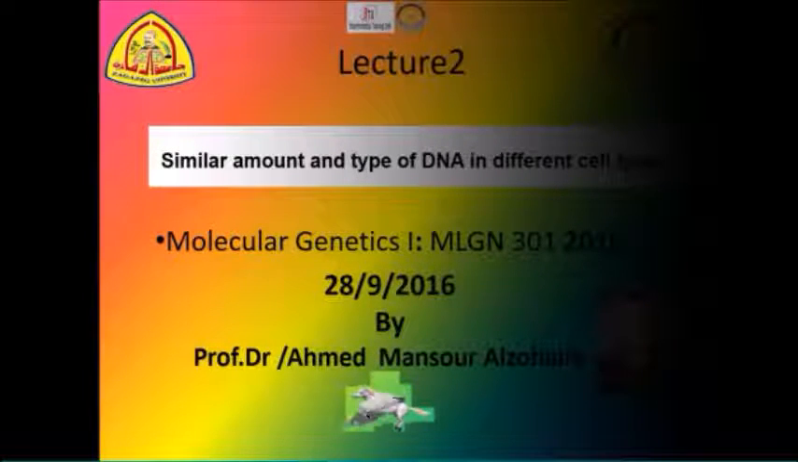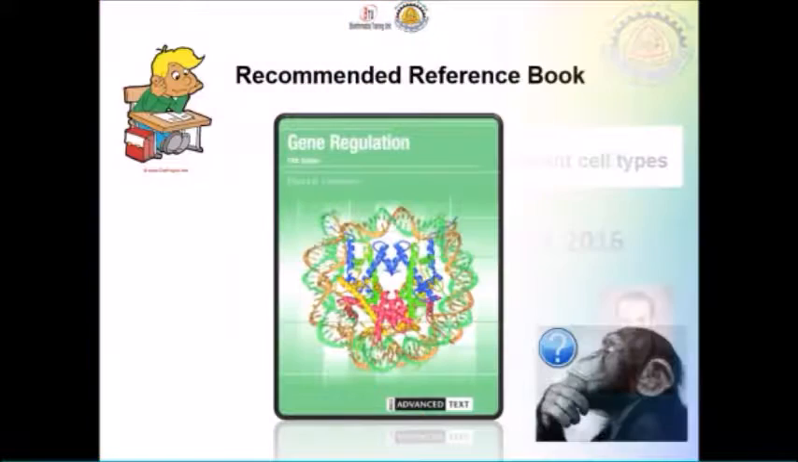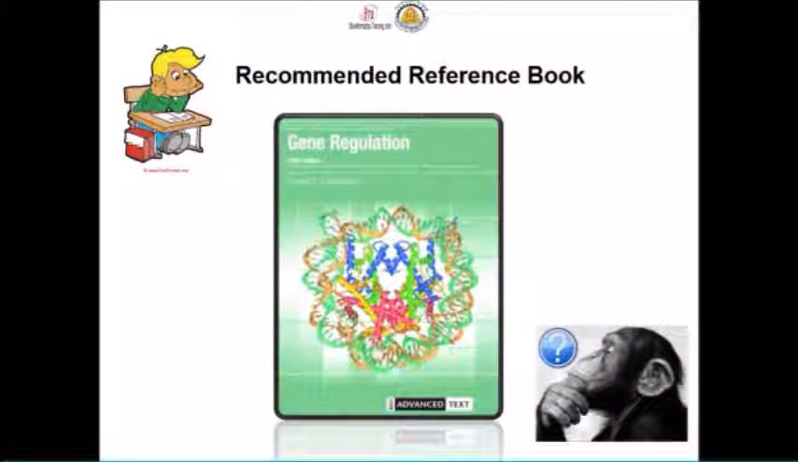Hello everyone, today we'll talk about lecture 2, similar amount and type of DNA in different cell types. This lecture is lecture number 2 in the course Molecular Genetics 1, Molecular Genetics MLGN 301 in 2016. In this lecture we will talk about many issues. All the information in this lecture has been extracted from the book Gene Regulation, 5th edition, David Lec2.